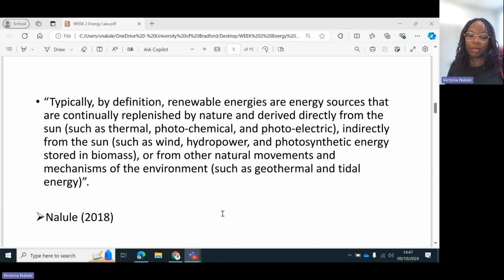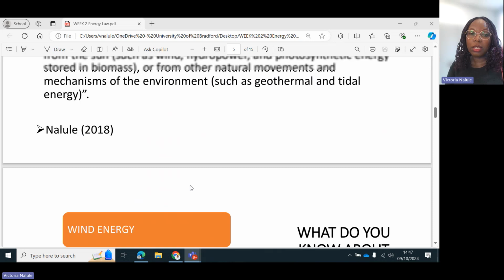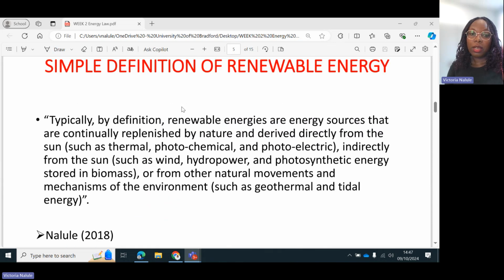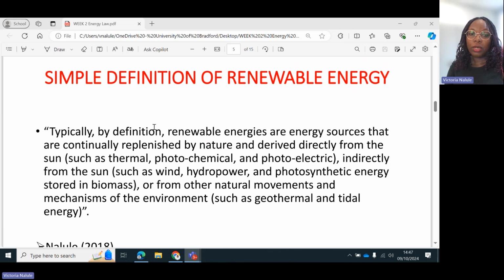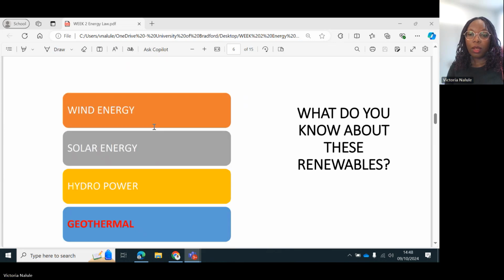So that definition is elaborated more in my 2018 book, which talks about energy poverty and access challenges in sub-Saharan Africa. If you go to chapter 2, you will see an elaborated definition of what renewable energy entails.